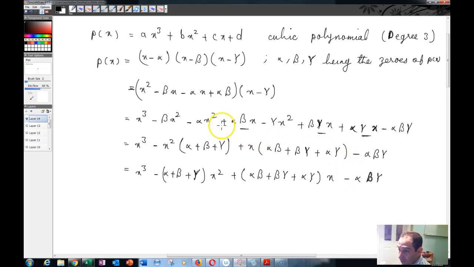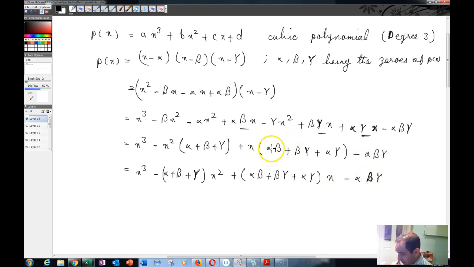So then you have actually written your polynomial, basically you have ax cubed plus bx squared plus cx plus d, and you can see that now in factorized form. Basically, negative of alpha plus beta plus gamma corresponds to b, and c corresponds to this whole thing over here, and d corresponds to negative alpha beta gamma.